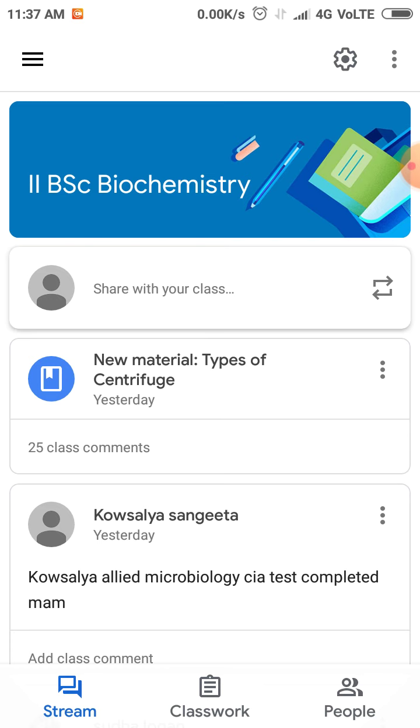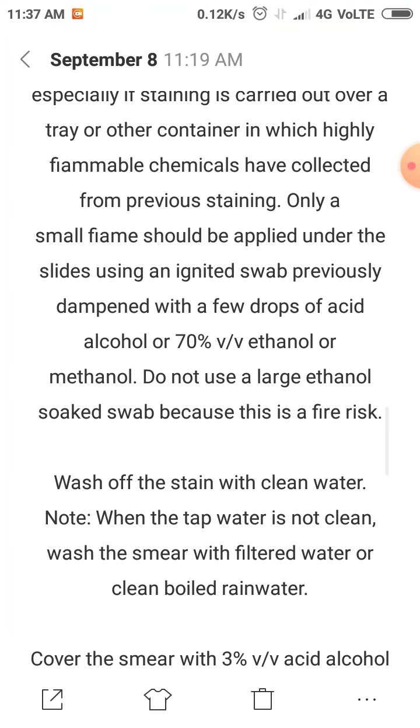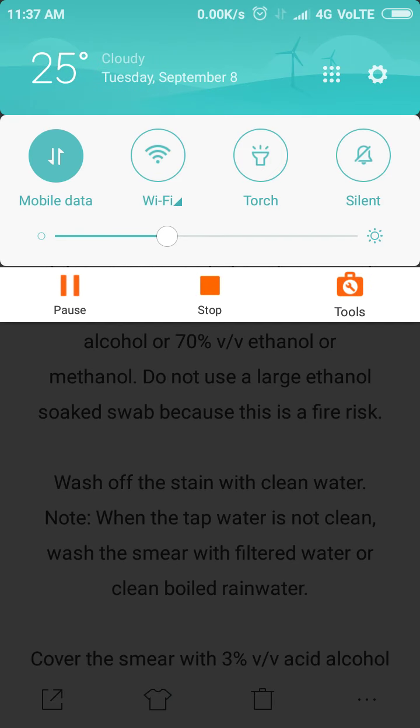So I will take the class on hanging drop later. Today we spoke about gram staining and acid fast staining. Next class we will talk about hanging drop, endospore stain and capsule stain.